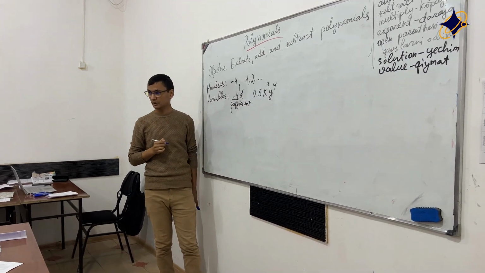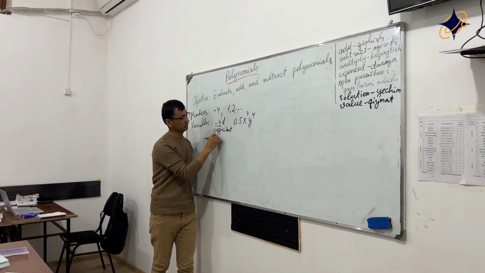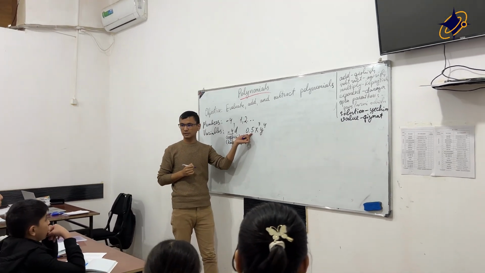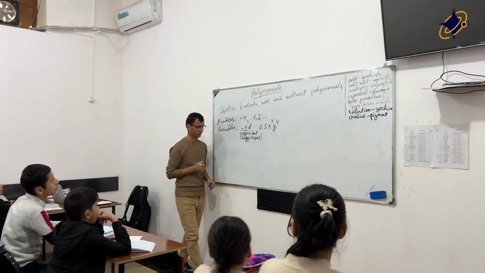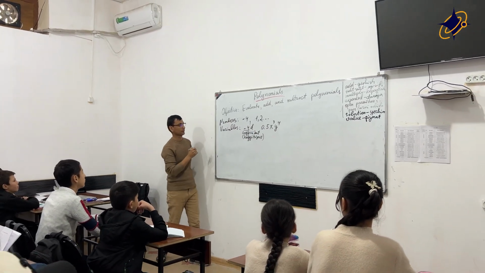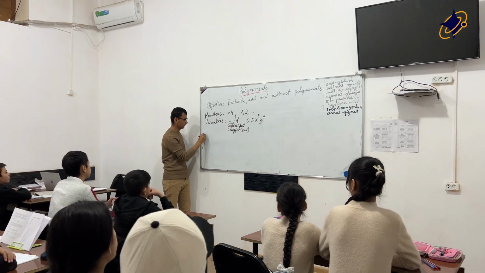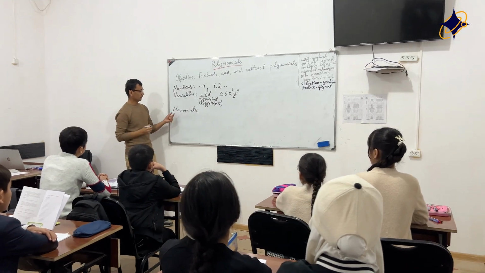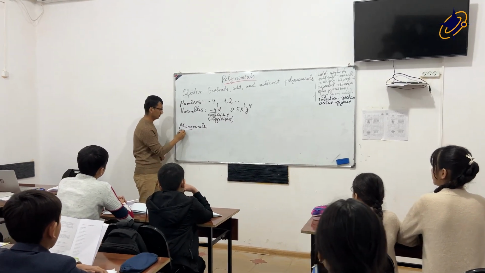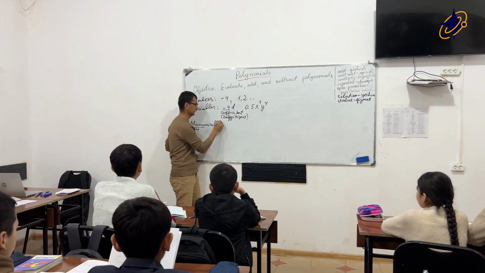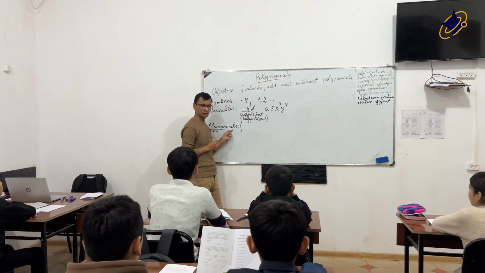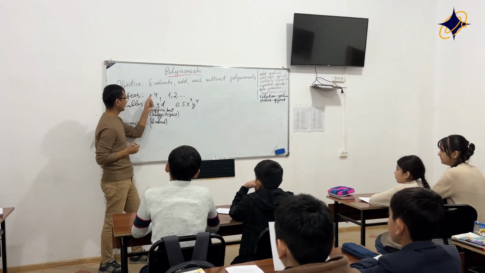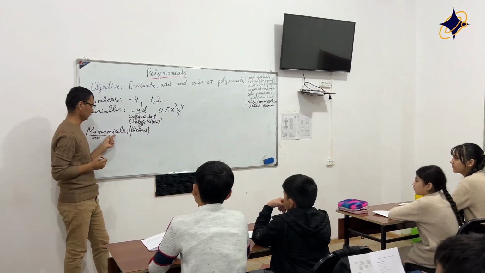What is the translation of this? Coefficient, yes. And the coefficient of this is 0.4. First of all, we have monomials. The word mono means one. And we call this a term. And these are all called monomials.